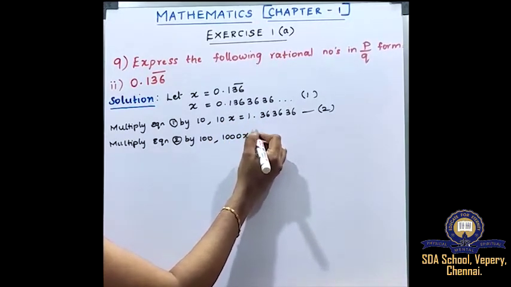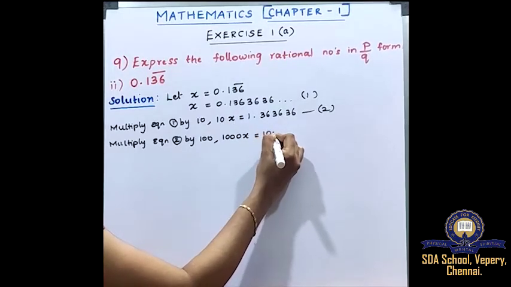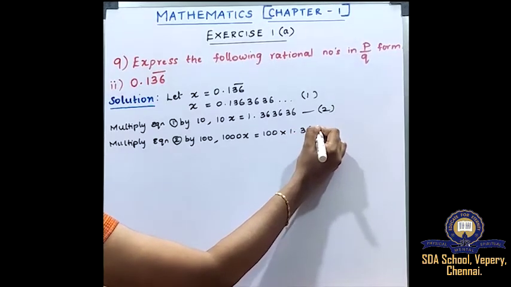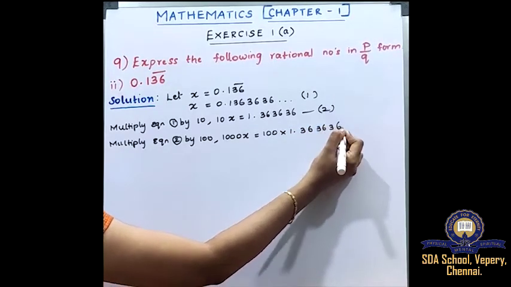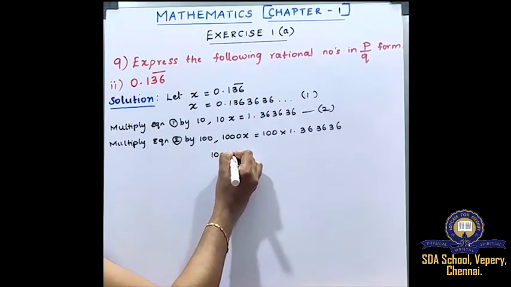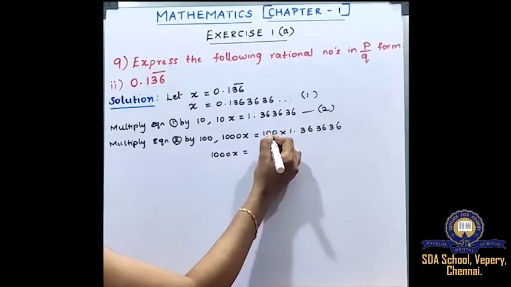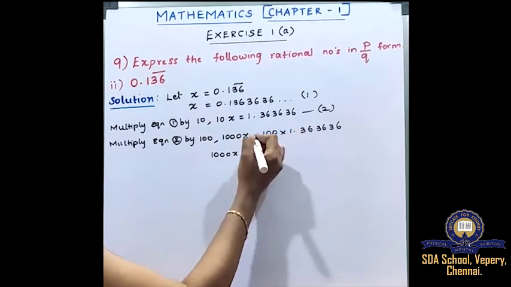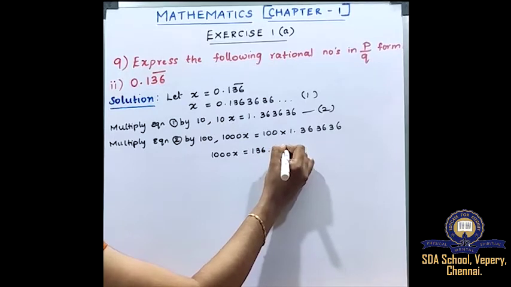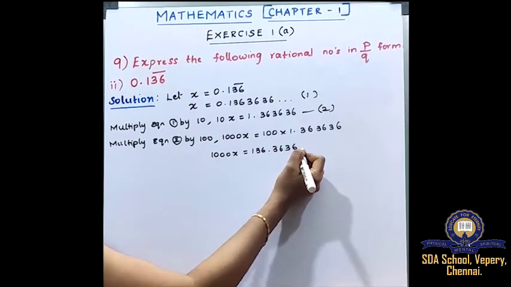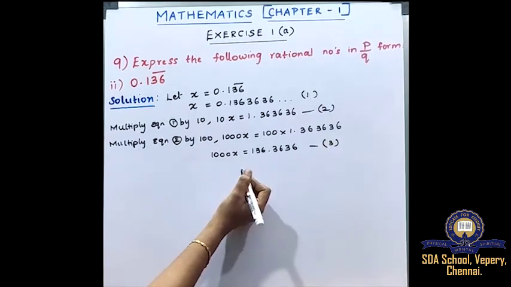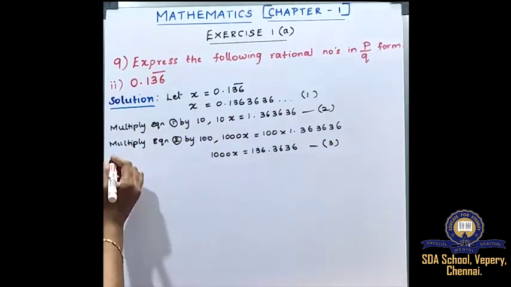So what will you get? 1000x equals 100 into 1.363636, right? So now if you solve this, what will we get? 1000x equals, the decimal point will be shifted two digits, so we will get 136.3636, right? So this will be our equation 3. So now what I am going to do is subtract equation 3 and 2.